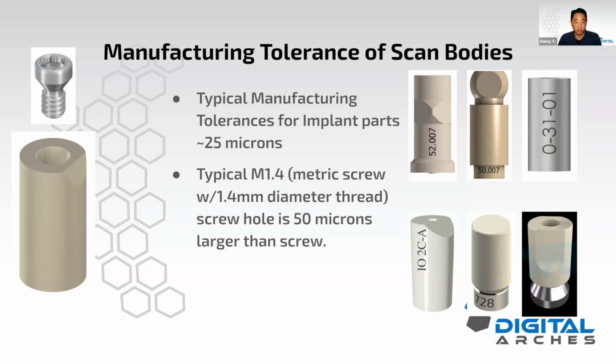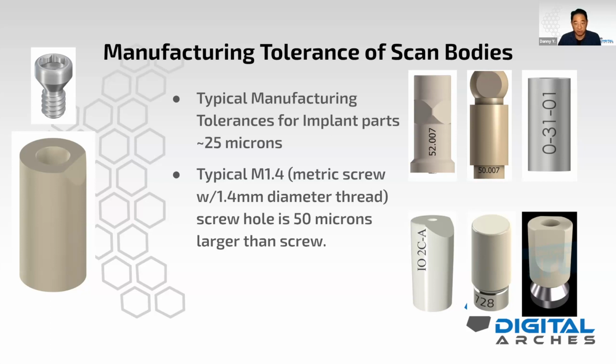There's also a screw hole tolerance, and I'll show you another slide on that. There has to be a certain amount of space around a screw thread in order for that screw to feel passive going through that hole. It has to be at least 50 microns larger than the screw, and so you're just not going to get that passive feeling if it's the same tolerance.